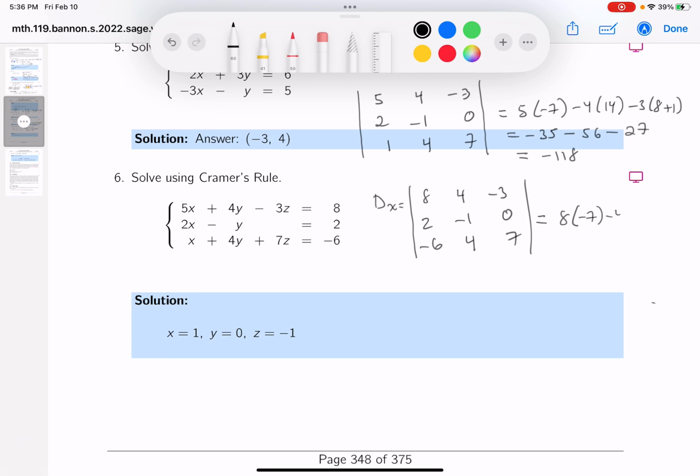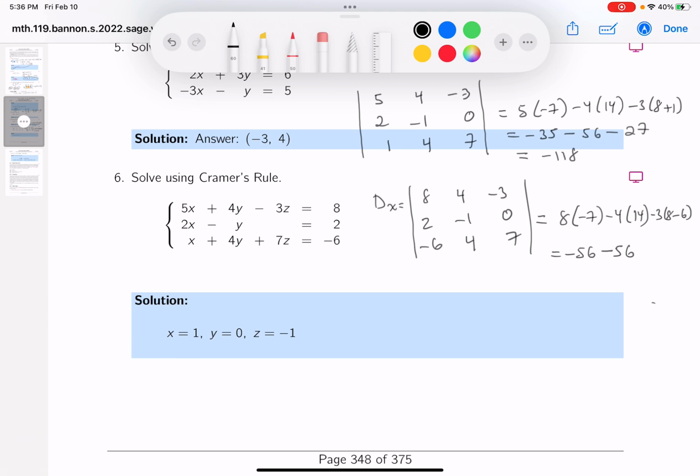Then you get minus 4. And that would be 14 minus 0. So just put the 14 down. And then you get minus 3. Let's see if I can jam that in now. 2 times 4 is 8. And then minus 6 times minus 1 is plus 6, so it's going to be minus 6. Let's see if we can do that. It's going to be minus 56, minus 56.